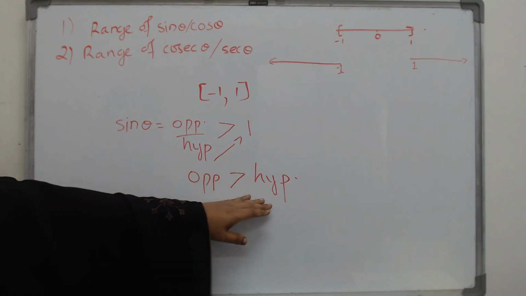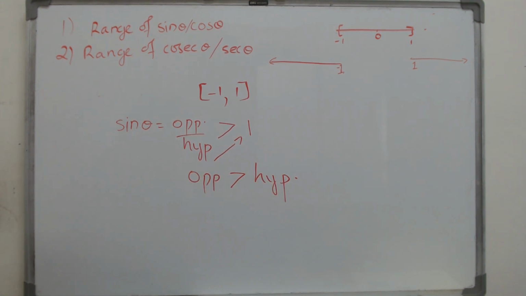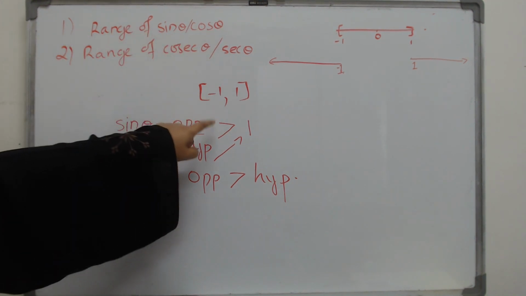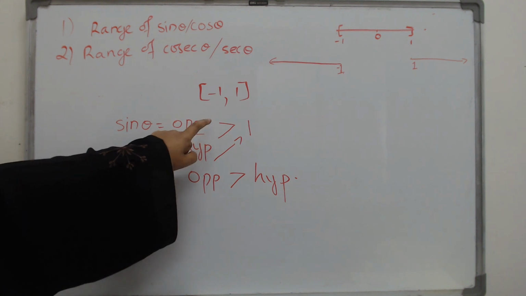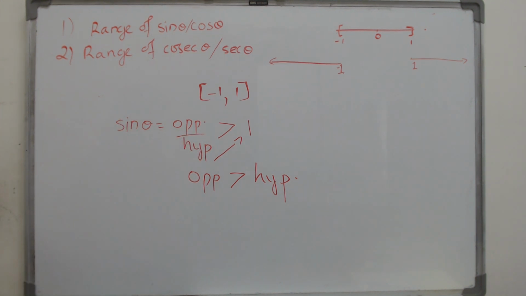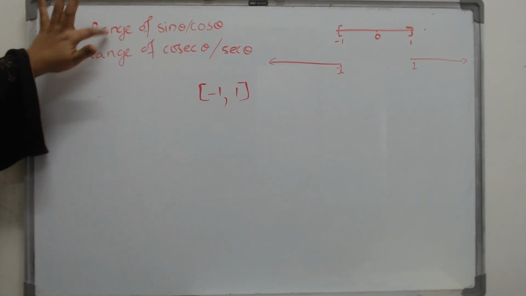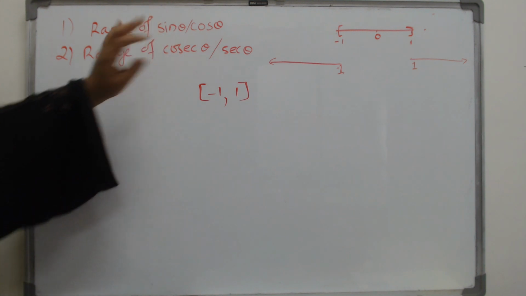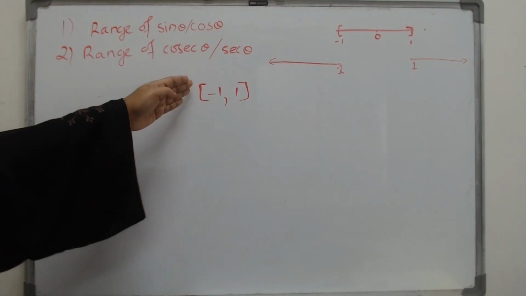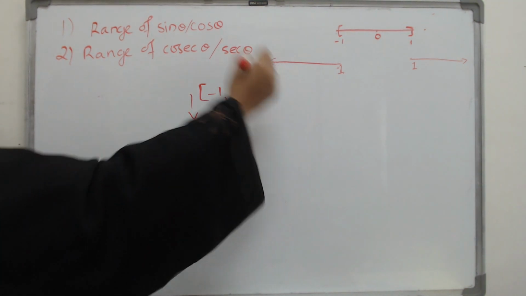Your hypotenuse always has to be the greatest side. Similarly, if you take cos theta greater than 1, you will have the adjacent side greater than the hypotenuse. That can never happen. So both of these, sine theta and cos theta, have to lie in this small interval. It cannot go below -1 or above 1.